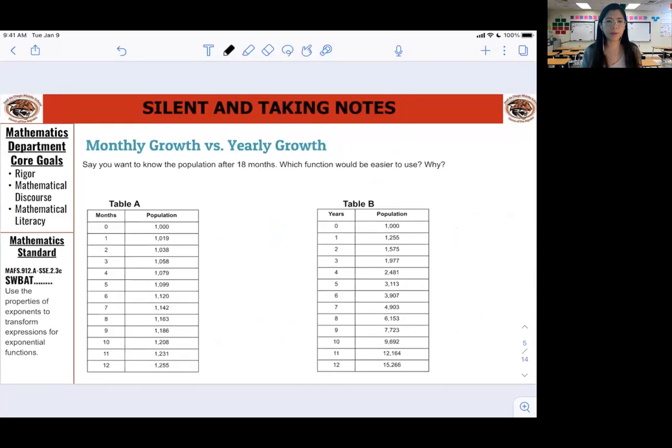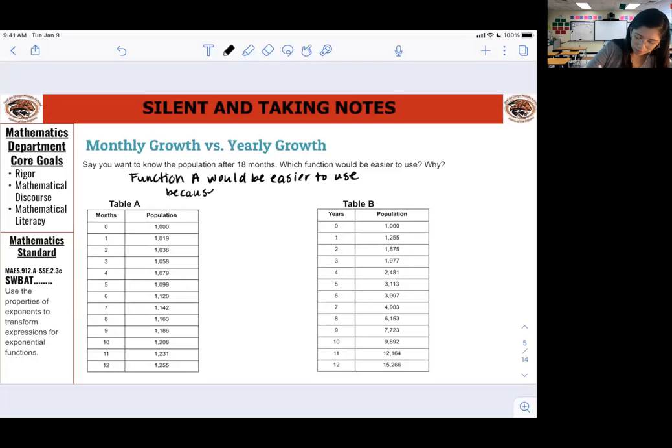Here's one last question, same table, same everything. If you want to know the population after 18 months, which function is going to be better? What did we say? A. Good. So function A would be easier to use because you can just plug in the 18.